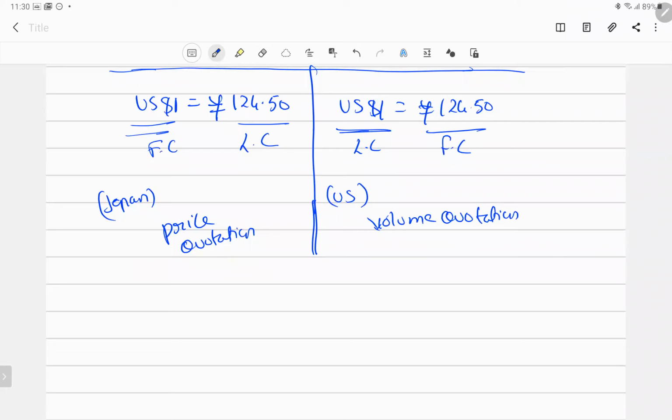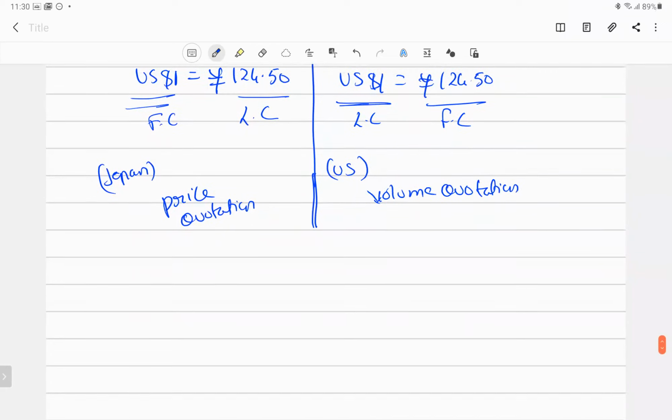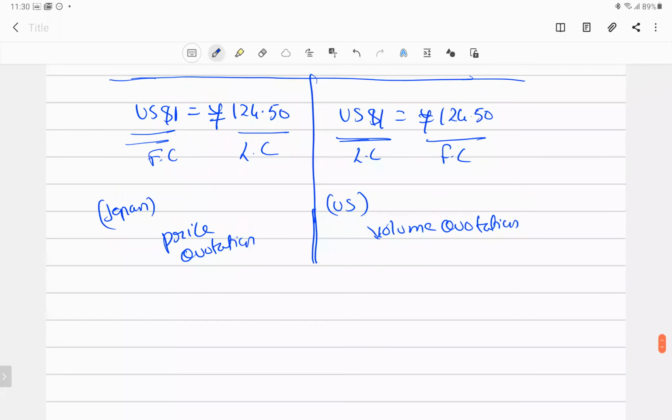When the US is dealing with Japan and Japan has to deal with the US, you have to see at which rate, at which bank dealer, you're engaging in trading. You have to know a little bit about that. Till now you people are clear on that, right?